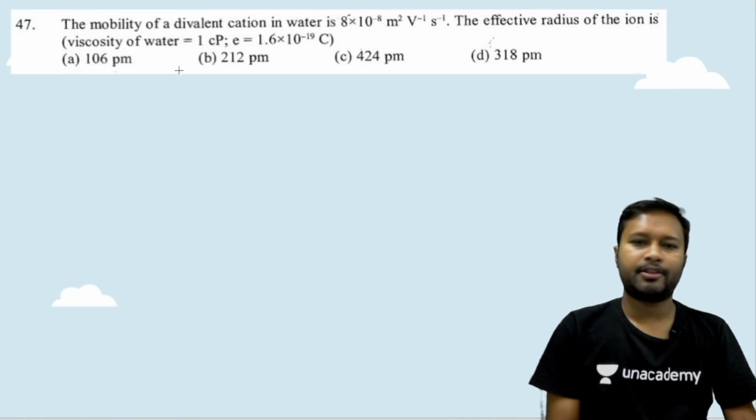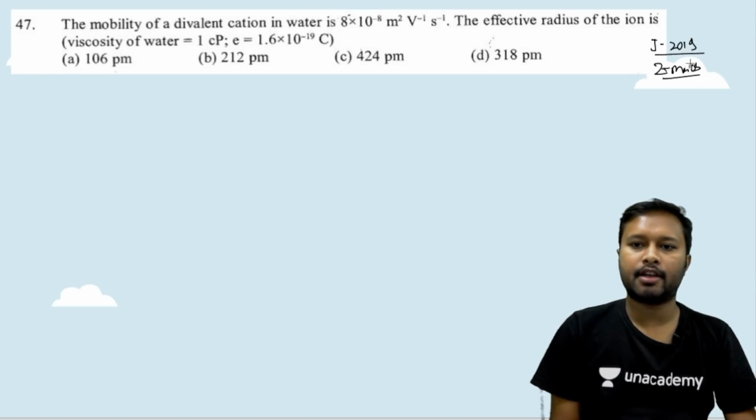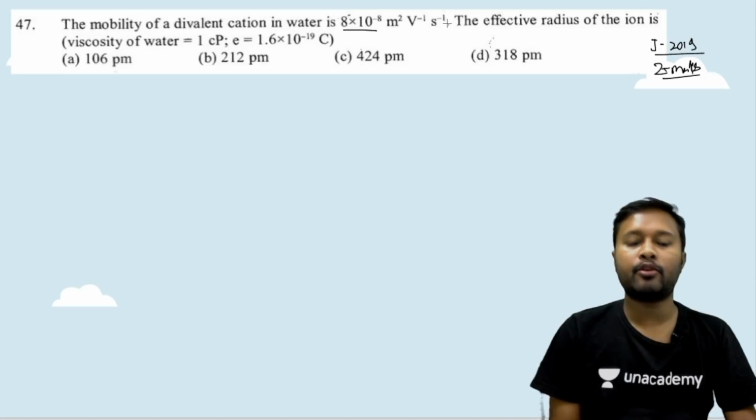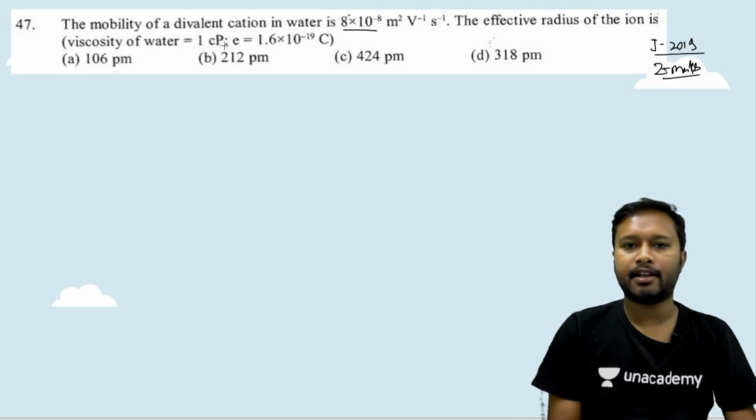Alright, so let's talk about this particular question. It was again asked in CSIR June 2019 exam, and it was asked for 2 marks. Okay, this was a 2 marker question. So let's try to see how it will be done. It says that the mobility of the divalent cation in water is 8 into 10 to the power minus 8 meter square per volt per second. The effective radius of the ion is, okay, they are asking about the effective radius. Viscosity of the water is given as 1 centipoise. Okay, cP is centipoise, it's a unit of viscosity, and e is the charge of the electron. It has to be taken as 1.6 into 10 to the power minus 19 coulombs.